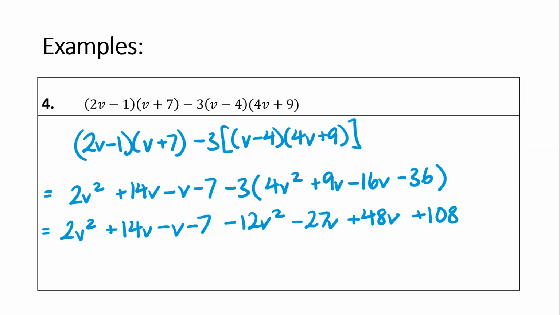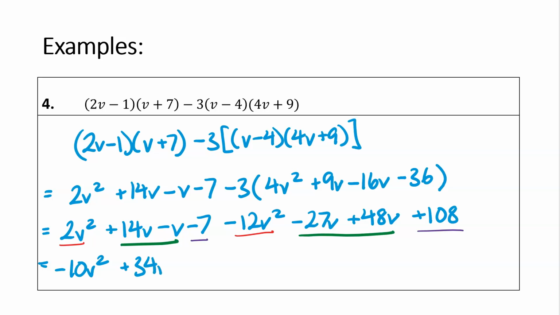And almost done. At this point, we just need to simplify by combining like terms. We have v squareds. We have terms with just v. And then we have the constants, or the numbers, negative 7 and 108. So cleaning that up a little, we have 2v squared minus 12v squared is a negative 10v squared. The 14v minus v minus 27v plus 48v, in total that'll come to a positive 34v. And then negative 7 plus 108 would be a positive 101. And that would be your final answer.